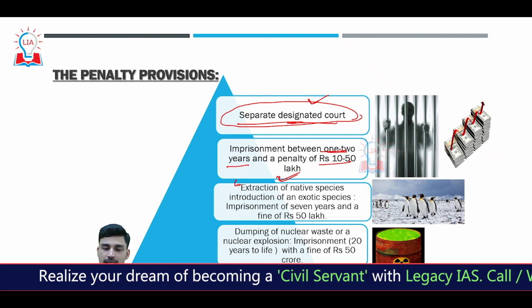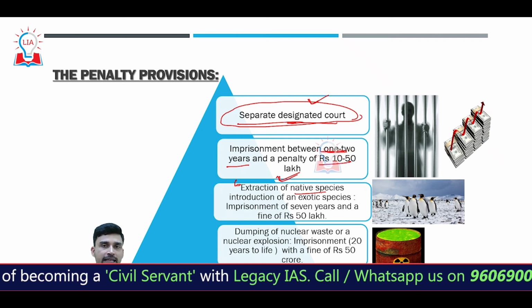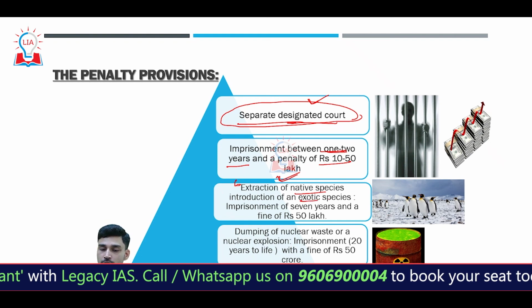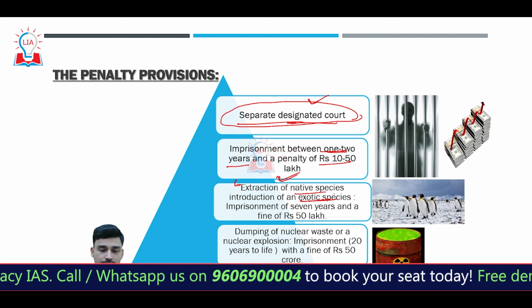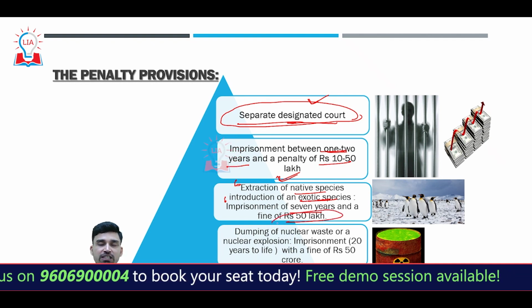Apart from that, the extraction of native species, that means catching any flora and fauna native to Antarctica and bringing them back to other countries, or the introduction of an exotic species as discussed before, will attract imprisonment of 7 years and a fine of rupees 50 lakhs.